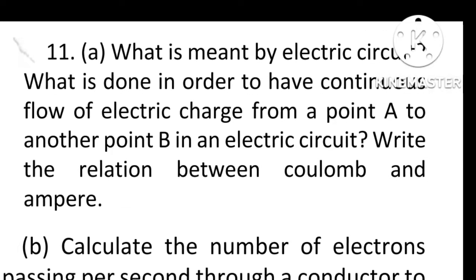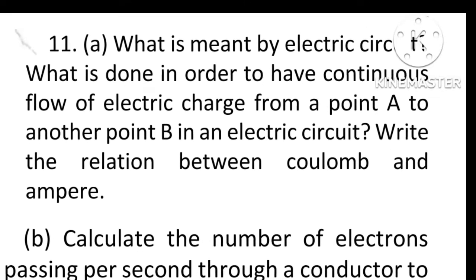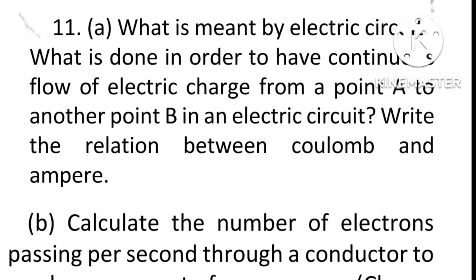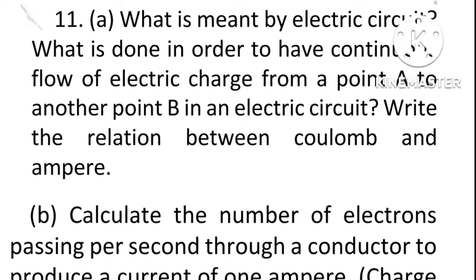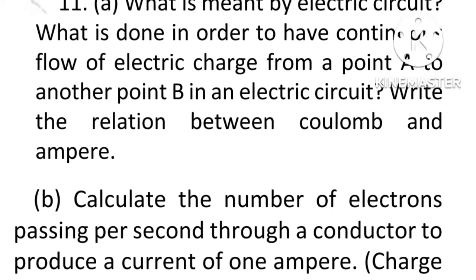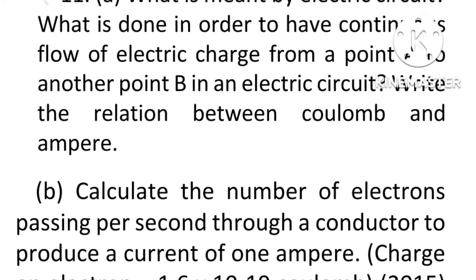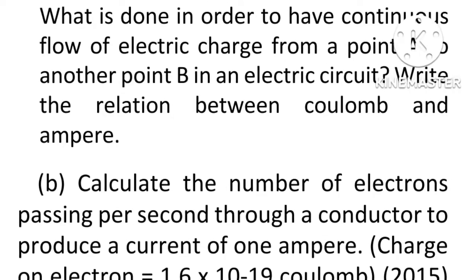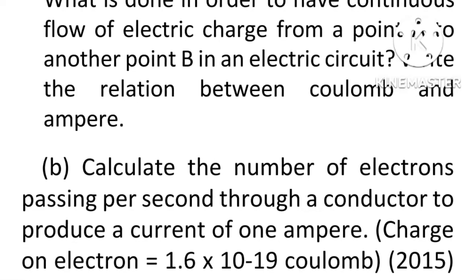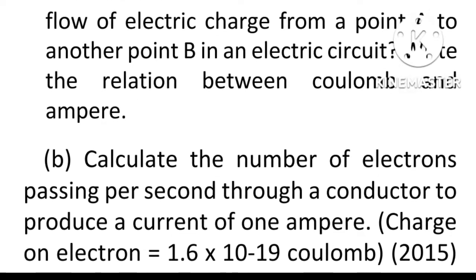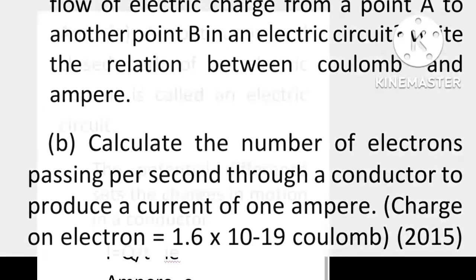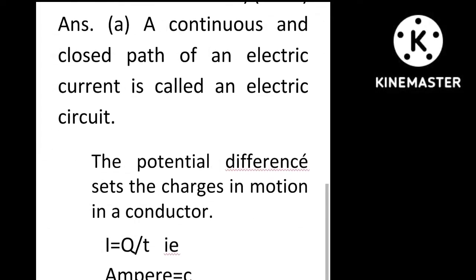Now we can move to the next question, that is, what is meant by electric circuit and what is done in order to have a continuous flow of electric charge from a point A to another point B in an electric circuit. Write the relation between coulomb and ampere. The second part is, calculate the number of electrons passing per second through a conductor to produce a current of 1 ampere, and the charge of electron is given as 1.6 into 10 raised to minus 19 coulomb. This question is from the year 2015. Now we can answer the question.